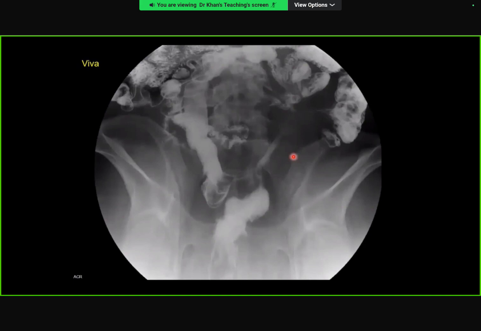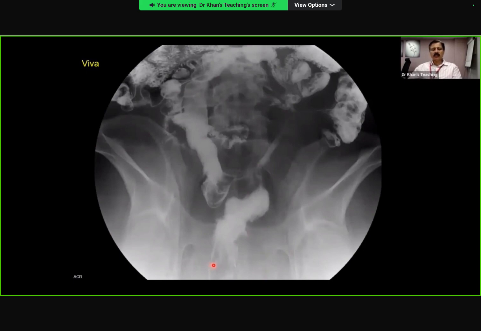Between what and what? Between sigmoid and terminal ileum, so ileocolic. Okay. Now, one thing is that in the Viva, they can ask you what kind of a film is this? And if you go to barium enemas, to outline the rectum, we do a 35-degree angulated film, and this is that film.